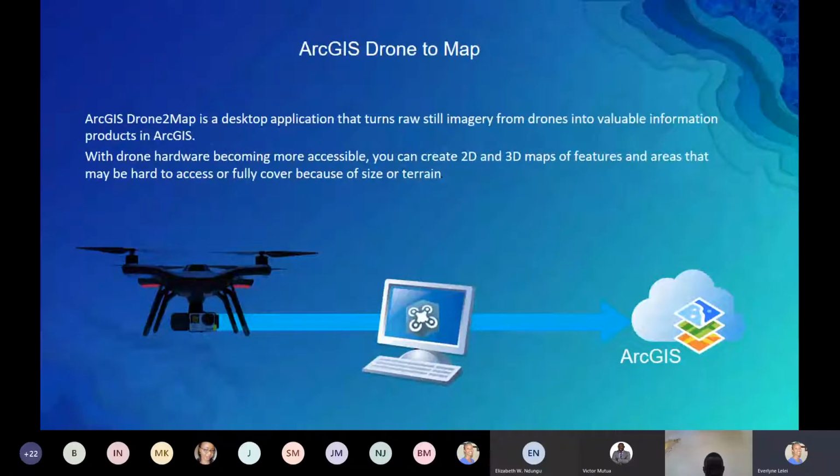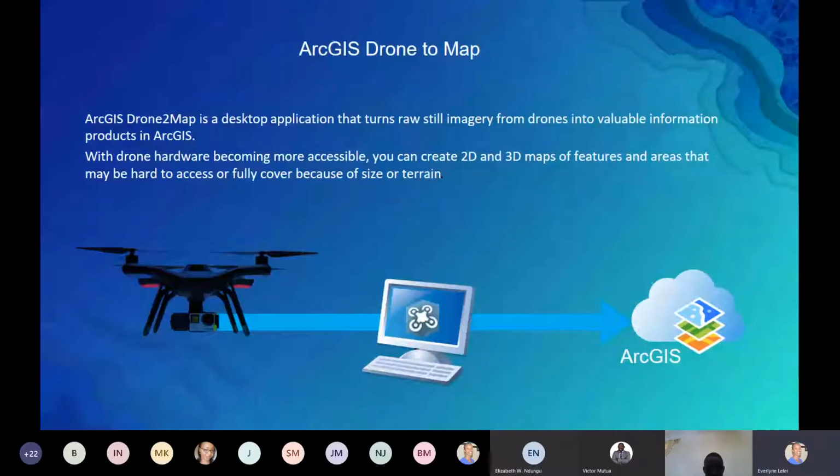So for today's session, we'll mainly be focusing on ArcGIS Drone2Map. ArcGIS Drone2Map is the other solution component that we have for handling drone imagery within the ArcGIS platform. It is a desktop application that turns raw still imagery from drones into valuable information. Maybe just to point out the difference.